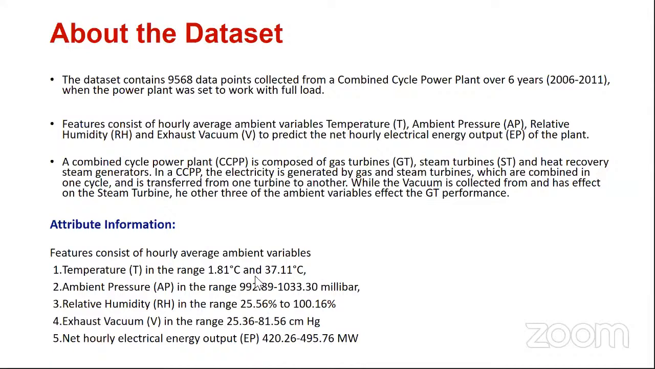Temperature in degrees centigrade, with a minimum of 1.81 degrees to a max of 37 degrees. Ambient pressure in a certain range measured in millibar. Relative humidity, exhaust vacuum, and the final output variable, the target variable for this project, is the net hourly output.